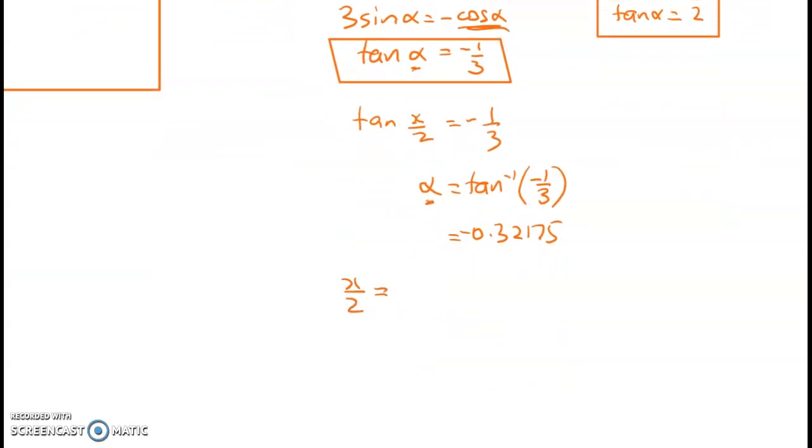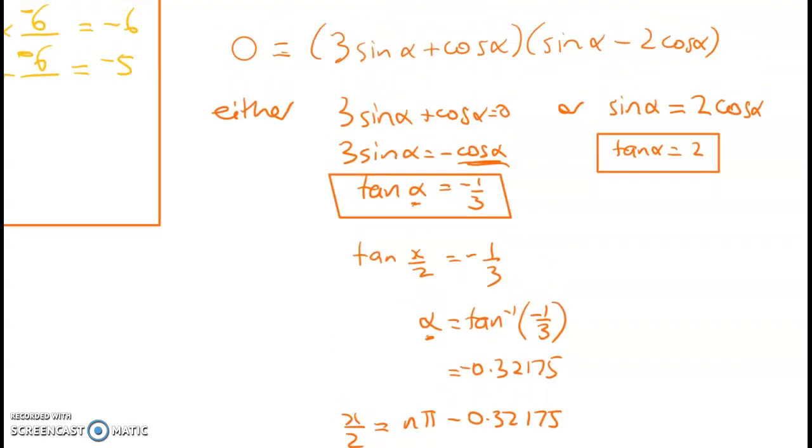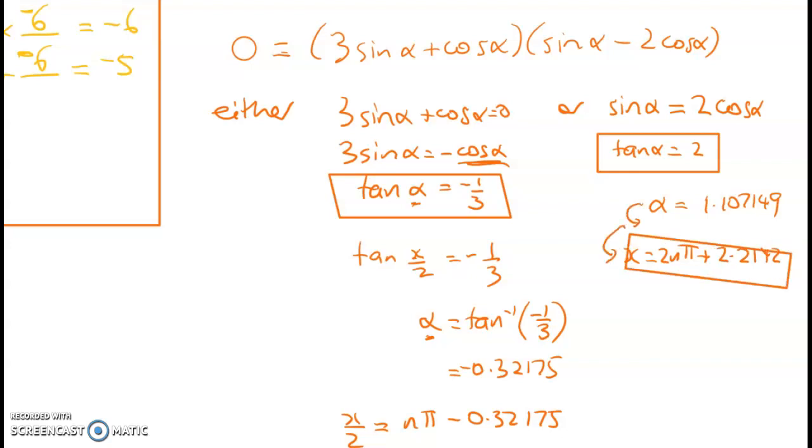Guys, I'm actually not going to do the particular solutions on this one. I'm just going to finish the video, and you can do those for yourselves. So the general solutions will be x is equal to 2 n pi minus 0.6435. That's for that one. And similarly for this one, we get alpha is equal to 1.107149. And then x is equal to 2 n pi plus 2.2142 is the final step in there. Now, there are a couple of steps in there that I've just skipped through because I need to go on and do a couple of other trig things today.